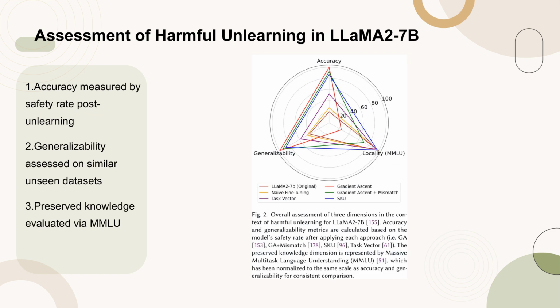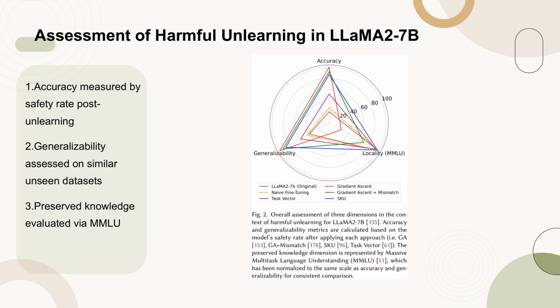Figure 2 provides an overall assessment of 3 critical dimensions in the context of harmful unlearning for the Llama 2-7B model. The accuracy and generalizability metrics are derived from the model's safety rate after applying various unlearning approaches such as GA plus mismatch, skew, and task vector. The preserved knowledge dimension is represented by the massive multitask language understanding (MMLU) benchmark, which has been normalized to ensure consistent comparison with the other metrics. This figure is crucial for understanding the effectiveness of different unlearning techniques in maintaining model performance while ensuring the removal of harmful content.